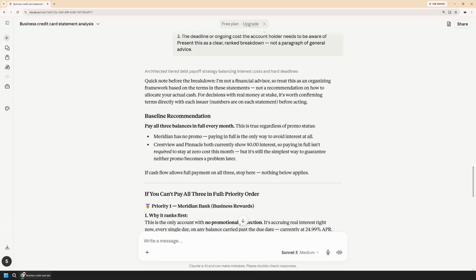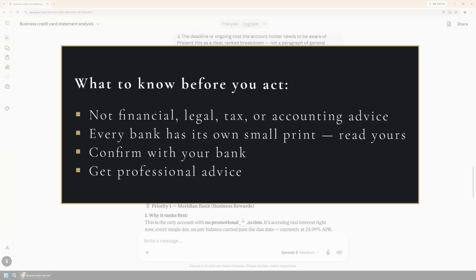You saw it at the top of the payment strategy output. It called itself an organizing framework, not a financial advisor. That was accurate. The professionals in your corner are the ones who give you advice. AI gives you the framework. Your bank gives you the terms. A professional gives you the advice. Use all 3, in that order.